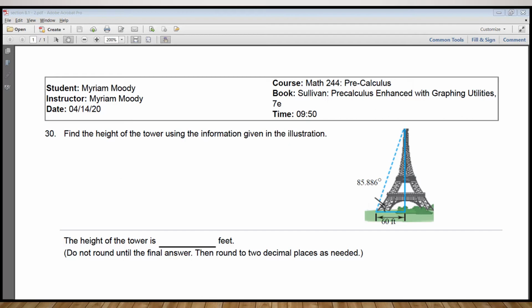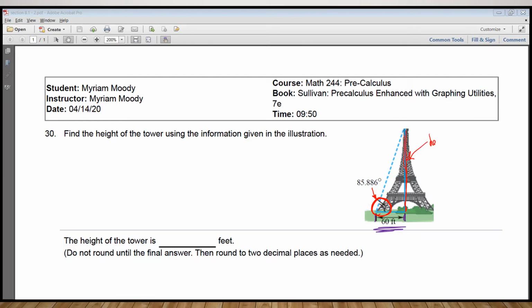Let's go to another one. Looks like we have the Toy Eiffel, also known as the Eiffel Tower. And it wants you to find the height of this tower using the given information. So notice what information it gave you. It gave you from the middle to the end of a foot is 60 feet. It also gave you this angle right here. And they said this angle wasn't too clear in the picture. It was 85.886 degrees.